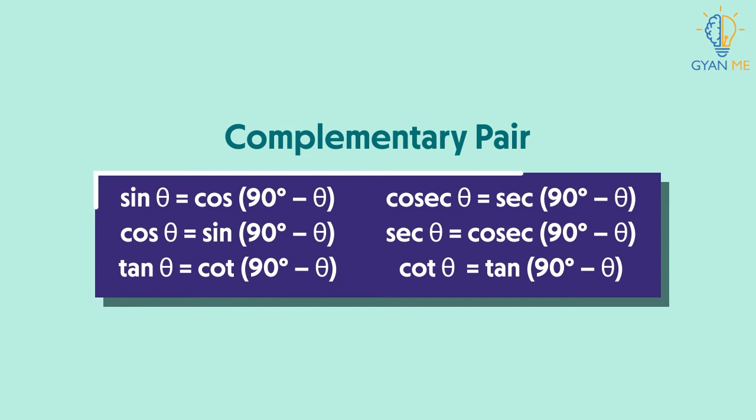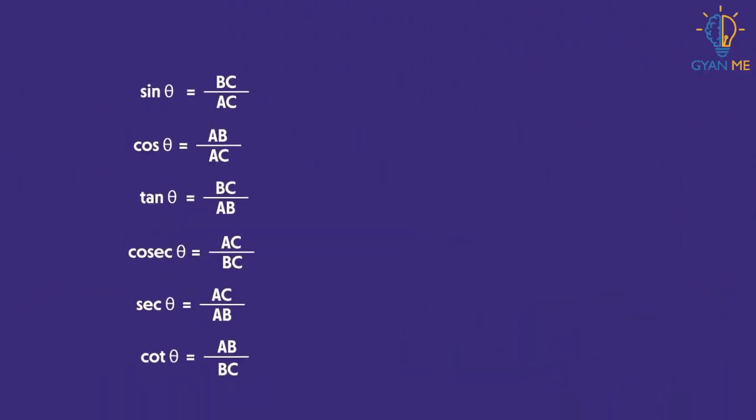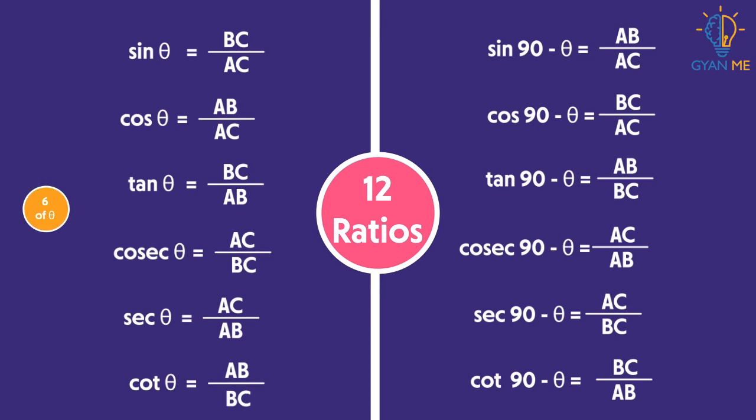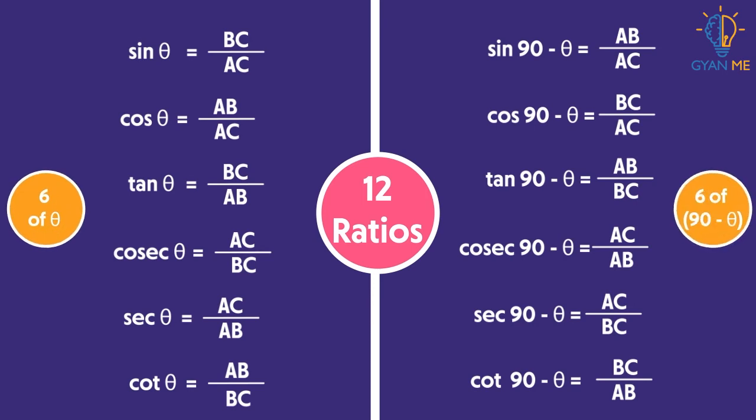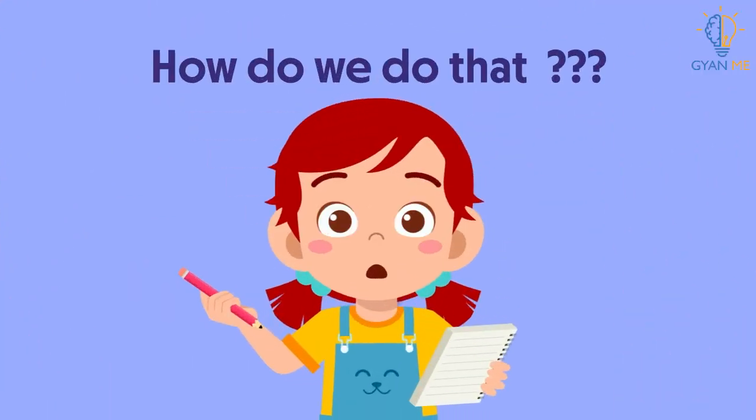But is that so simple? We have 12 ratios, isn't it? 6 of theta and 6 of 90 minus theta. So how do we do that? What do we do to remember them? Let me make it slightly easy for you.